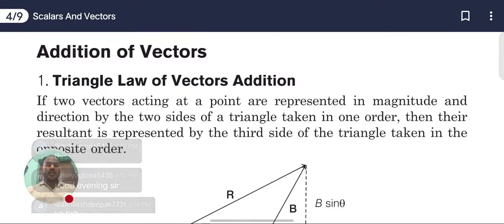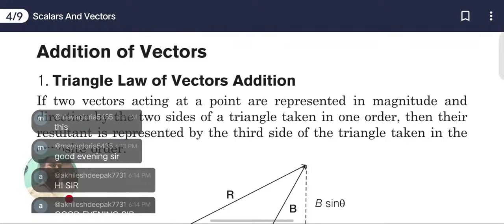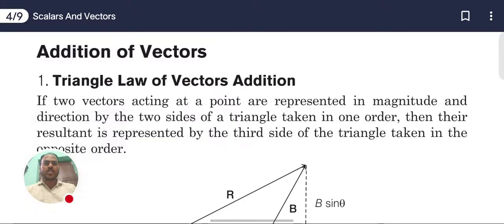Yesterday I taught you about vector and scalar quantities. Within a few minutes, we will recall all the topics I taught you yesterday. In the second chapter I first taught you scalar. What is a scalar? Those physical quantities that have only magnitude and no direction are known as scalars.